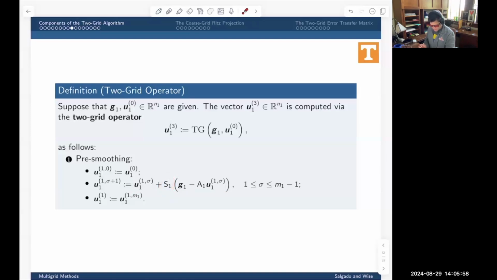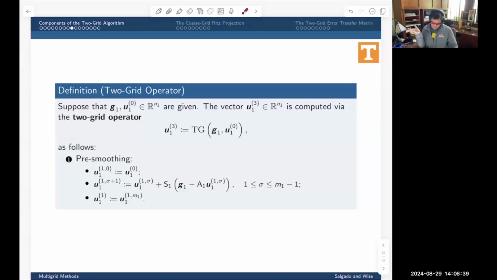So this looks like I'm solving a certain problem with a general linear iterative scheme using an iterator S1, and I'm indexing by this parameter sigma. So I get sigma plus 1 from sigma by a general linear iterative scheme, and I'm going to run this sigma process, or this pre-smoothing, M1 times. Okay, so I'm going to do it M1 times. So this is 0, and then I get 1, and then 2, and then 3, and I stop whenever I get to M1.